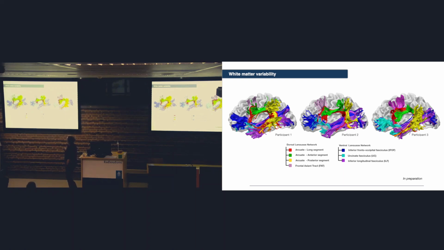Now, if we look at the hook, so the uncinate fasciculus connecting frontal and temporal, in the first participant you can hardly even see it. It's nearly entirely covered by the inferior frontooccipital fasciculus and the inferior longitudinal fasciculus here. But as we progressively go to the right, you can see that this connection becomes thicker and thicker. So there is a huge degree of variability in the white matter.